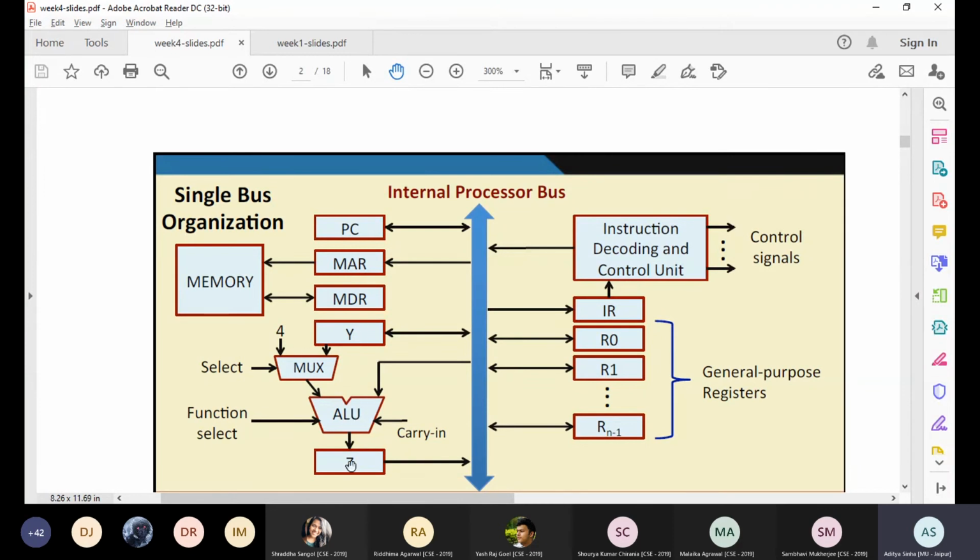1004 will be placed inside a temporary register, that is Z, and then this value will get inside this bus again. From this bus it will get inside PC. So now PC will be directly pointing towards 1004.